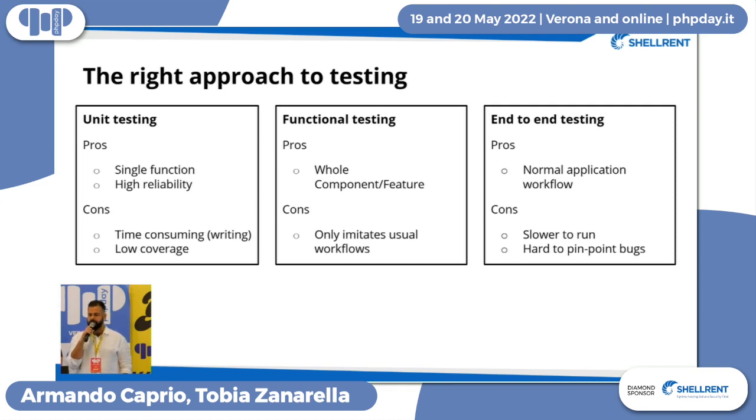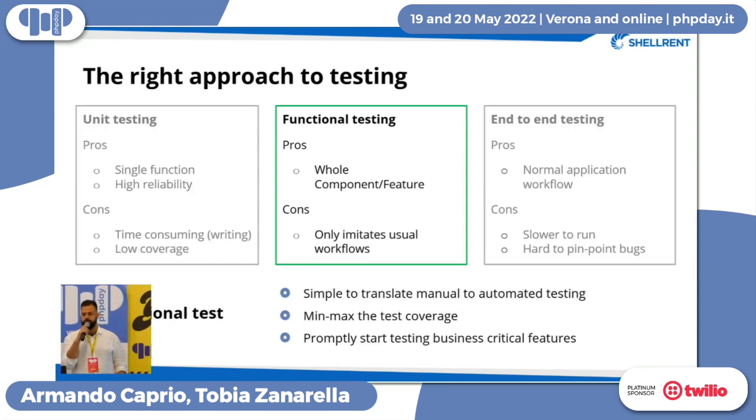A functional test limits the scope to a single endpoint, but covers indirectly more features than a single function. And with end-to-end testing, you can usually test the whole application, but it's complicated to pinpoint where the bug is, and they're very slow to execute.